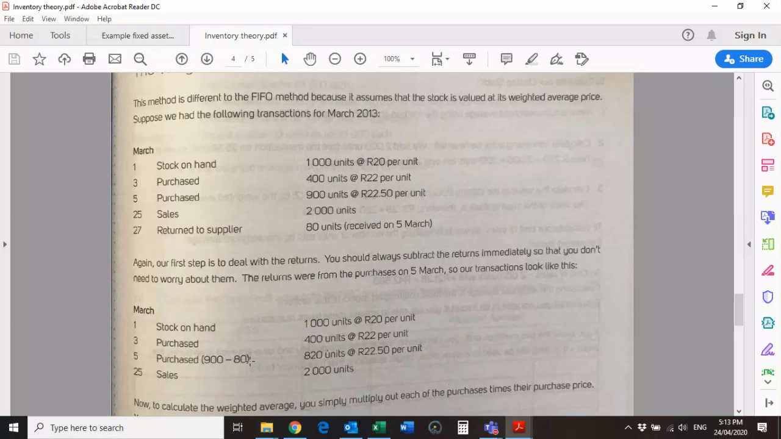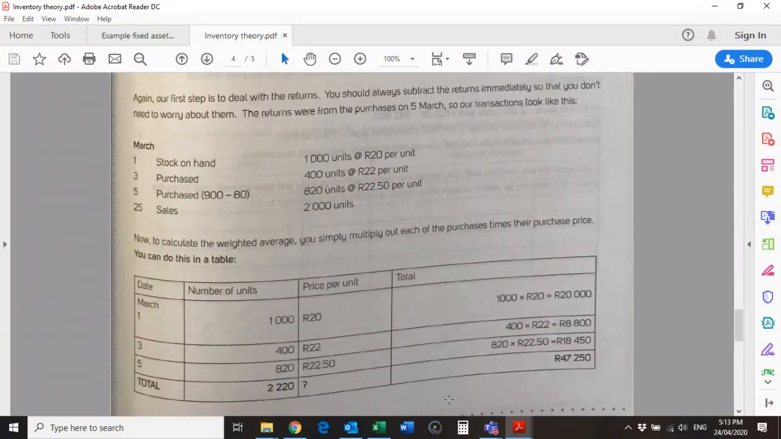So how does my blocky look now for the weighted average method? Can you see there's a big difference between the two? So I say, okay, on the 1st of March I had how many units on hand? I had 1,000 units on hand at a price of 20 Rand. So my opening stock value would then be 20,000 Rand. Now, when we look at the 3rd, I purchased 400 units at a unit price of 22 Rand per unit. Okay, so let me repeat that again: 400 units on the 3rd at 22 Rand per unit.